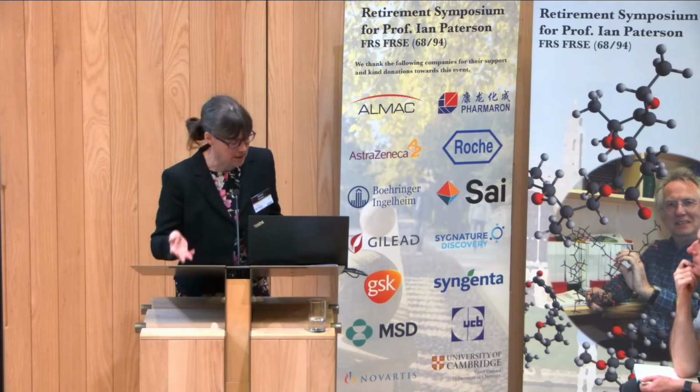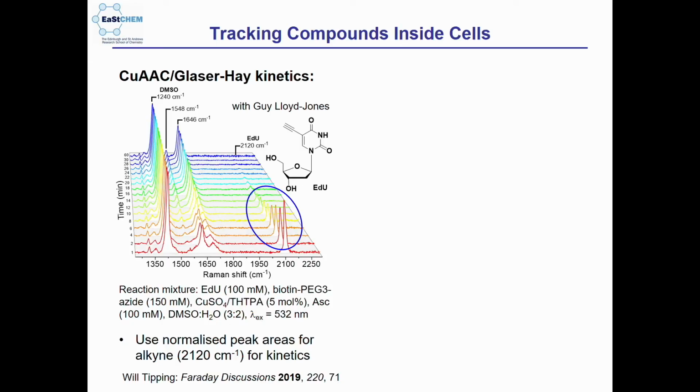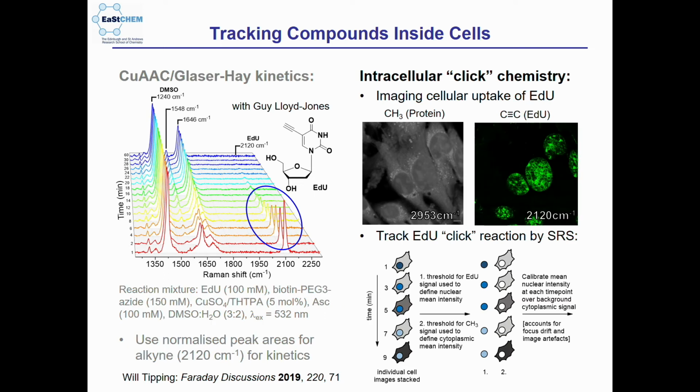So we first just did it in solution. This is then some work doing it using standard Raman spectroscopy. We're tracking the disappearance of that alkyne peak. And you can see it's disappearing with time. And we just use the area under the curve to actually look at the kinetics. It's all standard. We published it in Faraday Discussions. And then you can do the same kind of thing. So these are now our own images of EDU taken on the SRS microscope. One of these frames takes, I think, about 10 microseconds to acquire.